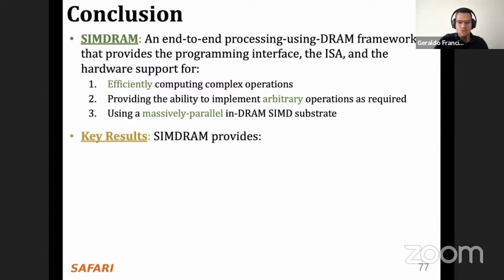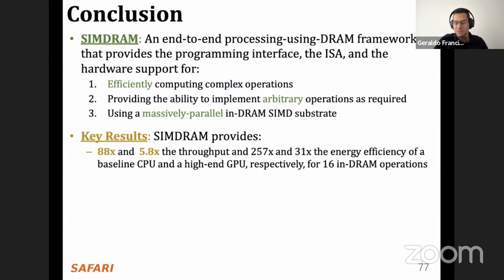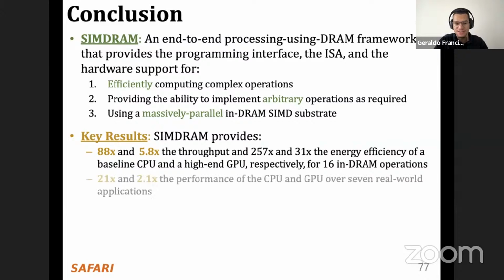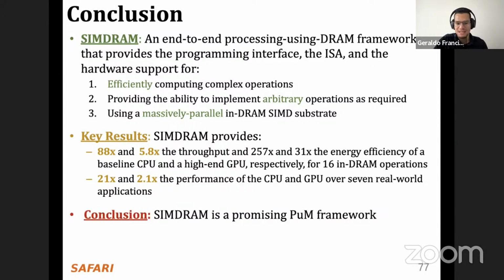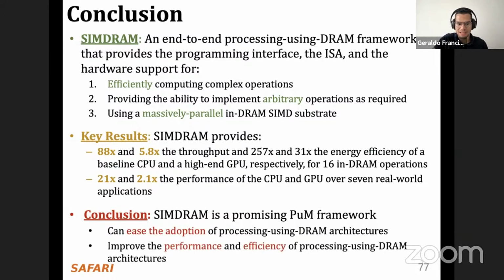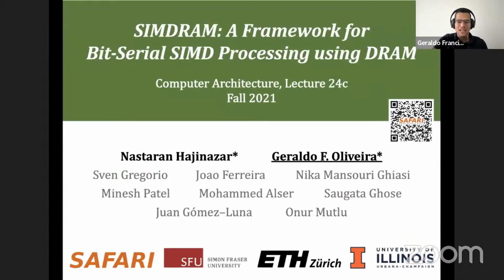Our key results are that SIMDRAM provides pretty large performance improvements compared to CPU and GPU, and the same improvement is also seen for energy efficiency, and also SIMDRAM can largely outperform those baselines when we use real-world applications. So in conclusion, SIMDRAM is a processing-using-memory framework that can ease the adoption of processing-using-DRAM architectures and improve their performance and efficiency. So thank you so much for your attention, and I'll be glad to take any questions.